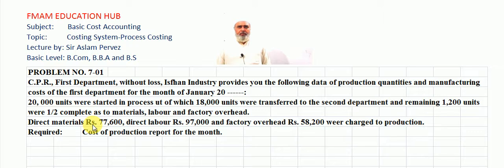Direct material is 77,600. Direct labor cost is 97,000 rupees and factory overhead is 58,200. What is charged to production? The requirement is the cost of production report for the month. Dear students, let's move to the slide to solve this problem.